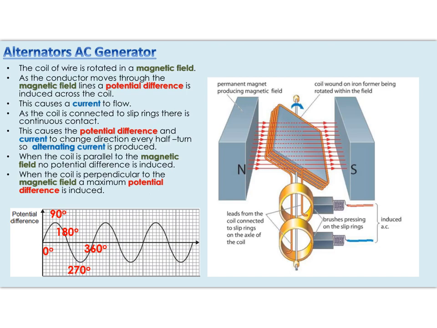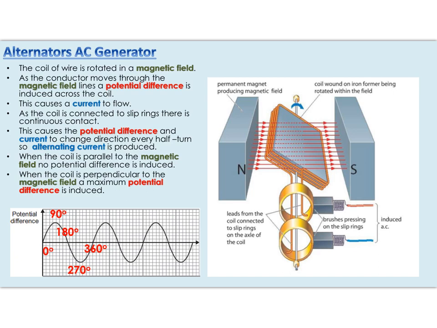The coil of wire is rotated in a magnetic field, so this time we're applying a force to cause this to rotate round. We're spinning them round inside the magnetic field. You can see the coils of wire go around here, they're the conductor. As we spin this in the magnetic field, we're causing the conductor to cut the magnetic field, and that induces a potential difference across these ends. So as the conductor moves through the magnetic field lines, a potential difference is induced across the coil. This causes a current to flow.